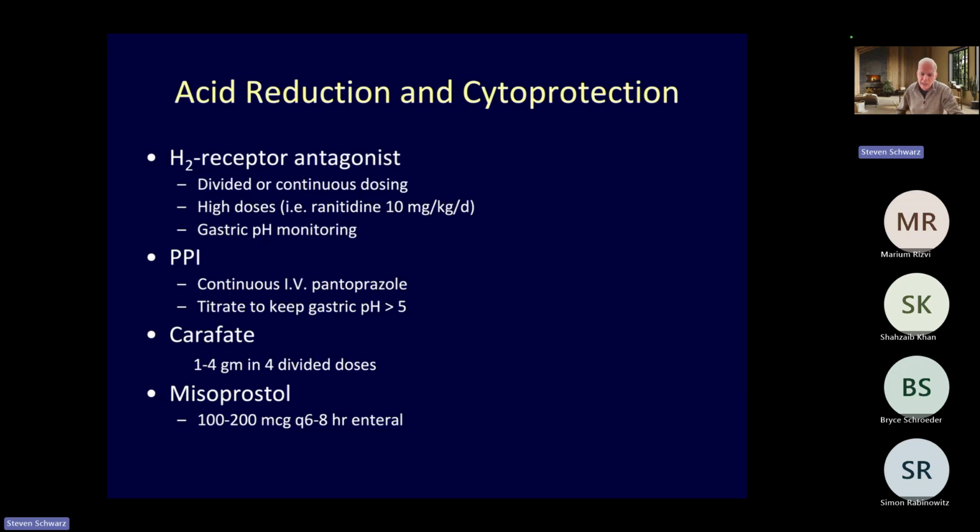You want to make sure the gastric pH is above 5. And that's true also for variceal bleeding as well, because if you have varices, you have a higher likelihood of also having acid reflux, and acid, of course, is not good for the mucosa. So in any of these patients with acute upper GI bleeding, you want to titrate to keep their gastric pH above 5.